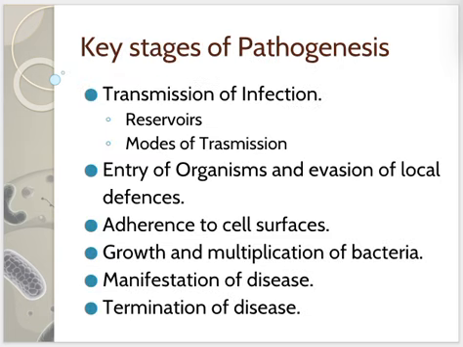Let's explore how infections develop through key stages. It starts with transmission, where the pathogen finds a reservoir and uses specific modes to reach a new host. Once inside, the organism must enter and evade local defenses, which is no small feat. Then, it adheres to cell surfaces to establish itself, grows, and multiplies. This leads to the manifestation of disease, where symptoms appear. Eventually, the infection resolves or terminates. Each step is critical, and understanding this pathogenesis helps us target interventions to stop infections before they cause harm.